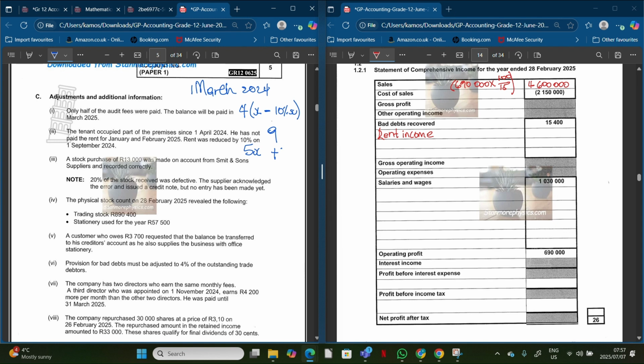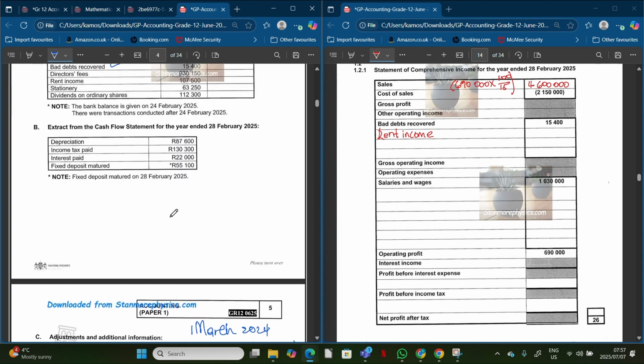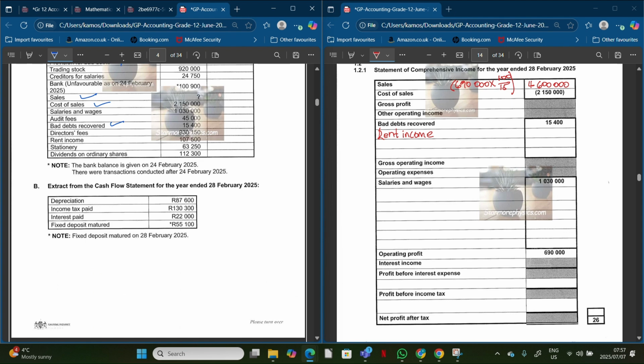So now let's go and calculate the value and see how much you get. I'm just going to use the space right here. The rent income, we are given the rent income as 107,500. That's the total rent for the 9 months. Remember the 9 months are given by the 5 months we paid normal rent, which is 5x.